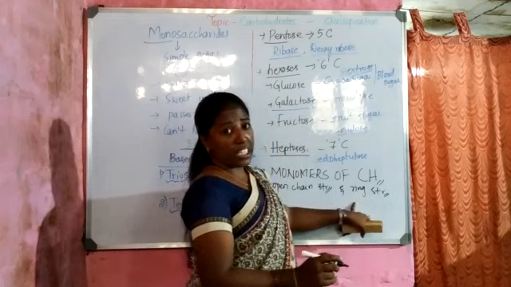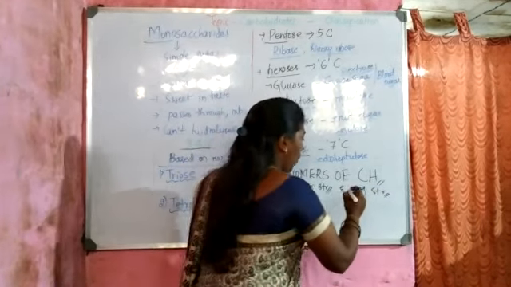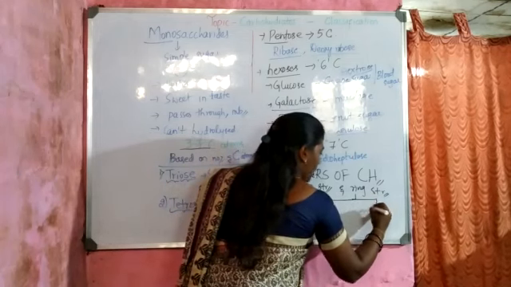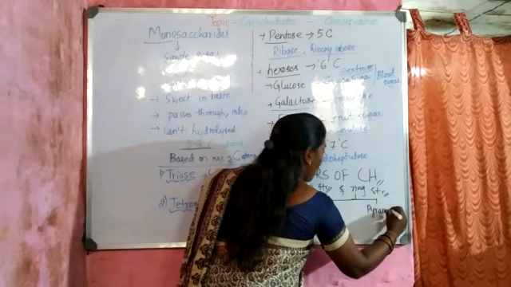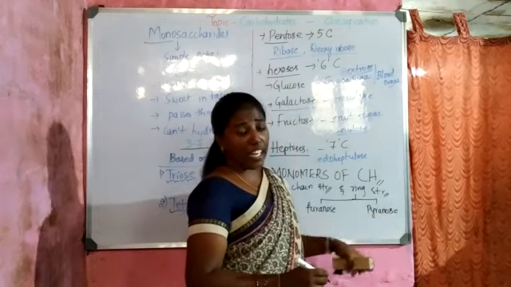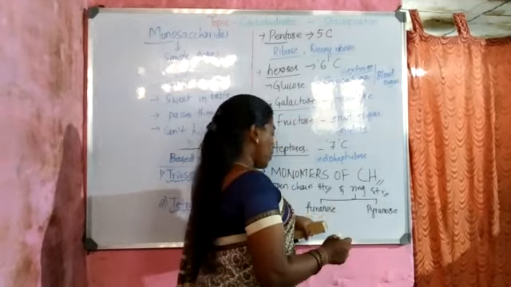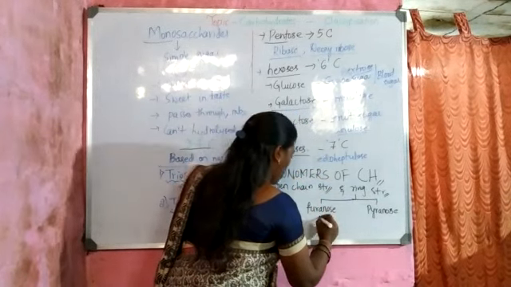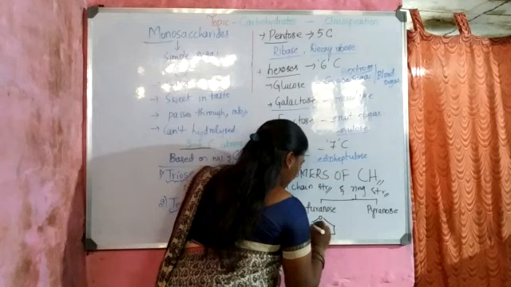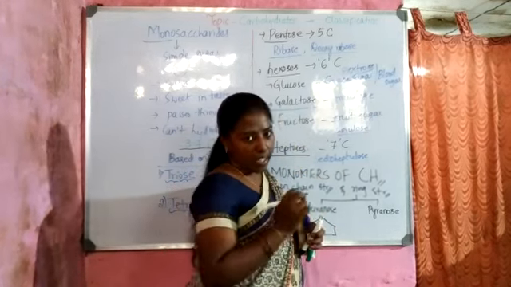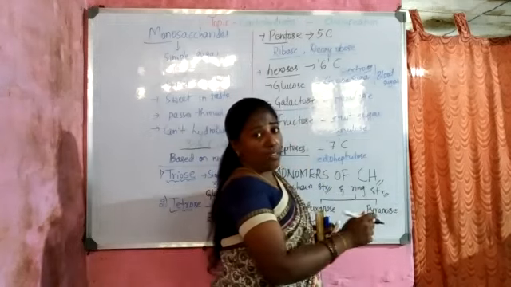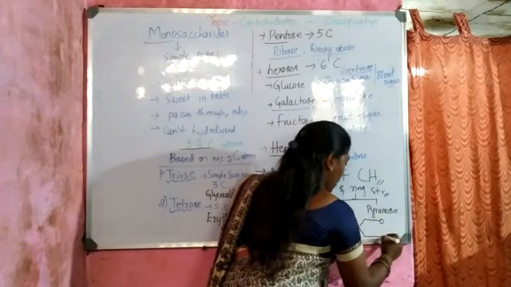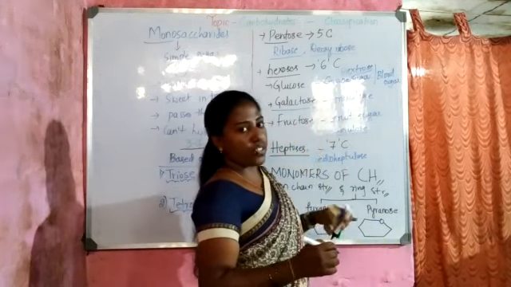In the ring structure, there are two forms. One is the furanose ring and the other is the pyranose ring. A furanose ring has a pentagon-like structure, like this. A pyranose ring has a hexagonal structure like this.